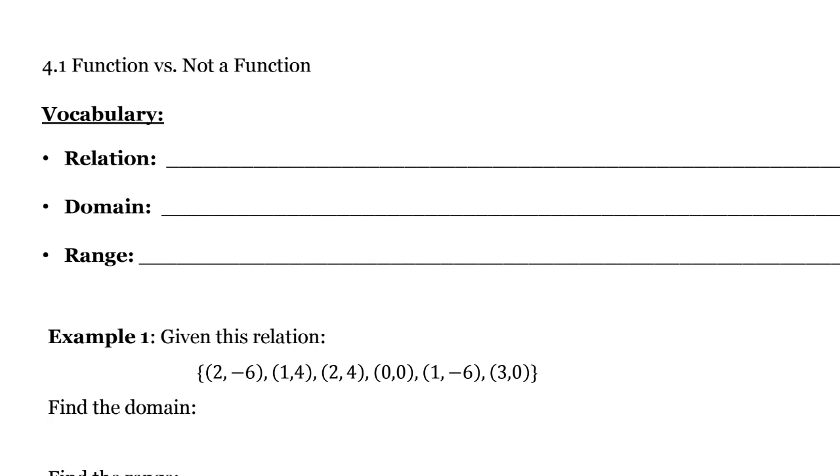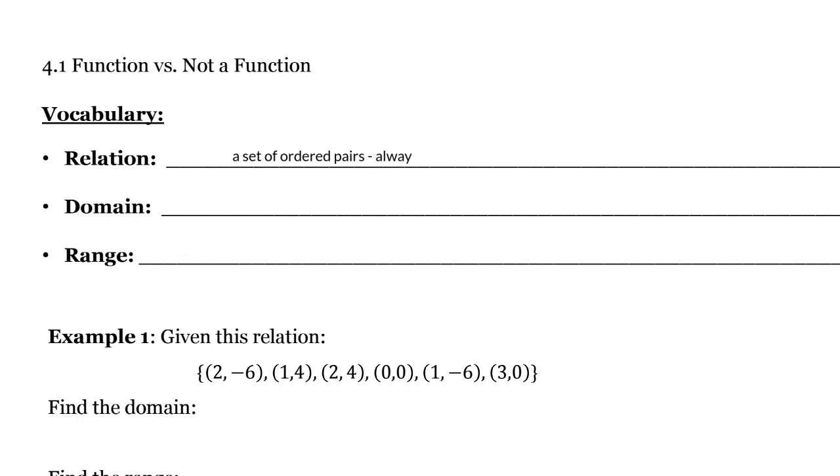All right, so we're gonna talk about functions and relations right now, but before we do that, we have to talk about some vocabulary. So what qualifies as a relation? It's a set of ordered pairs. So remember, ordered pairs are like x, y, like 3 comma 2, right? So it's a whole bunch of those.